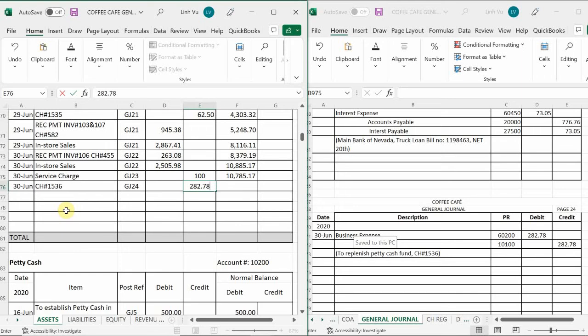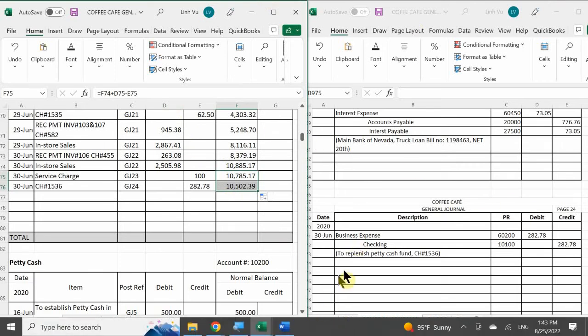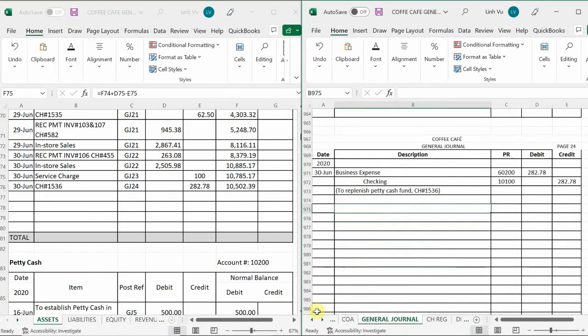282.78. So grand total is now $10,502.39. And I think that's it. Yes. Right? Because it's an internal transaction.